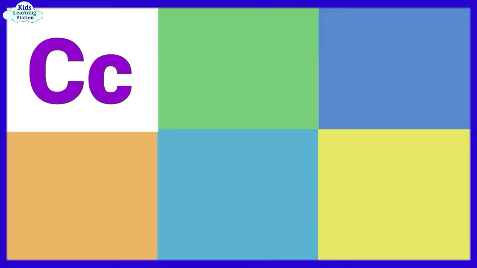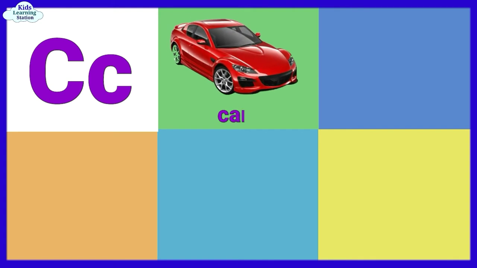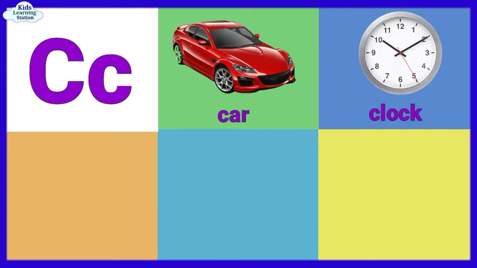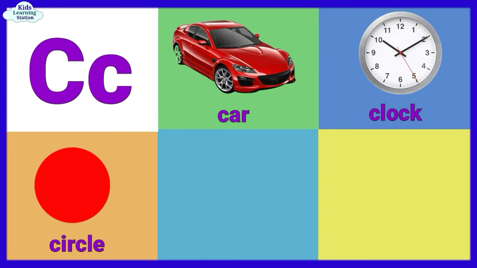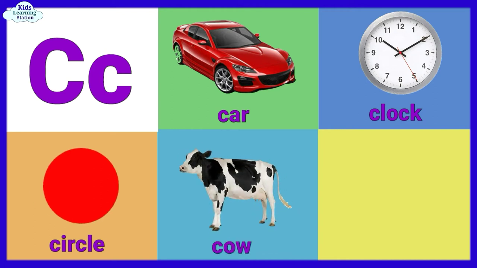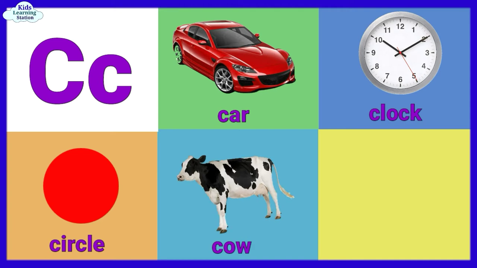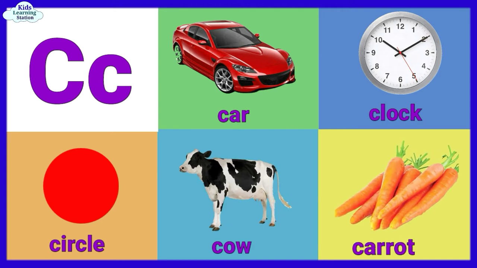C is for car. Car. Clock. Clock. Circle. Circle. Cow. Cow. Carrots. Carrots.